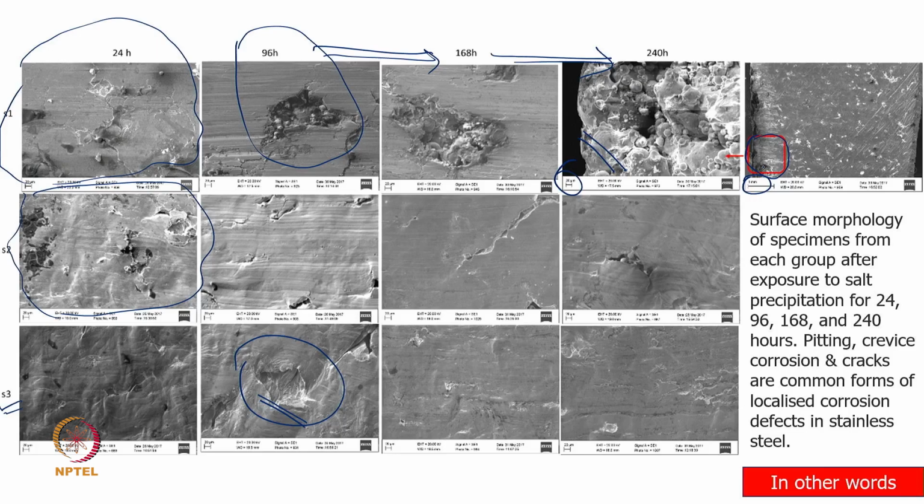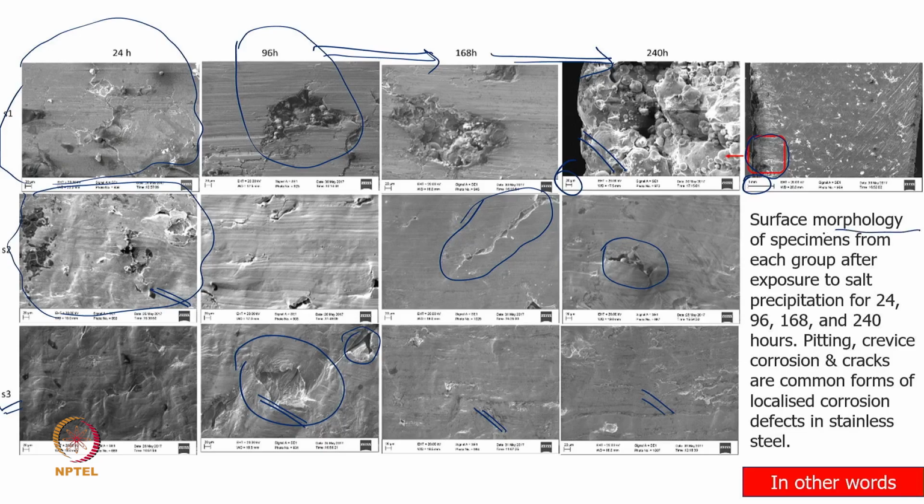Coming to S2, significant defects were visible after 24 hours, but these defects have come down, though we are still able to see the crevices and some sort of micro pit formation in S2 also. While in S3, only after 24 hours of operation we are able to see significant variation, and at 96 hours we are able to find more variation, while at 168 and 240 hours, not much.